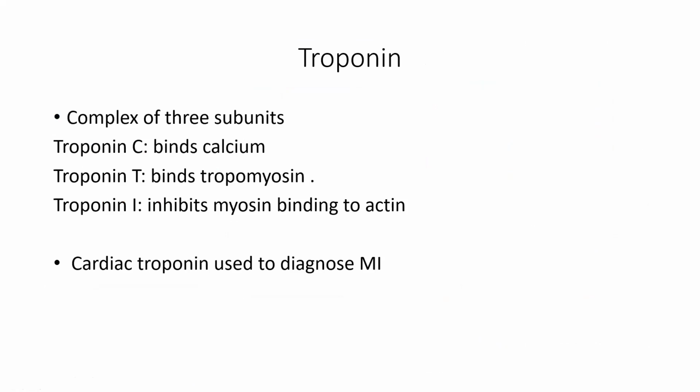Well, I've mentioned that troponin is part of the thin filaments, yeah? And it turns out that we have three types of troponins. Troponin C, which is responsible for calcium binding, troponin T, which actually binds to tropomyosin, another protein also present in thin filaments, and troponin I, which inhibits the myosin binding to actin.